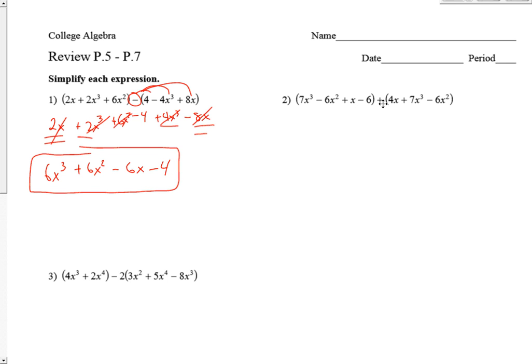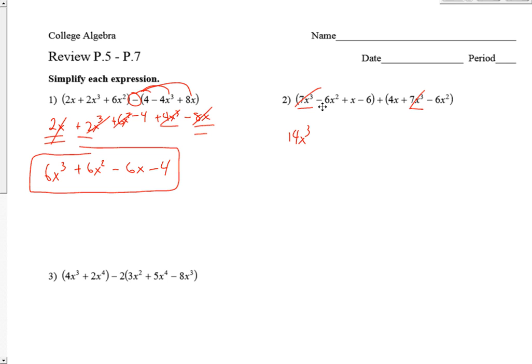For number 2, what I have in the middle is a plus sign. I do not need to change anything about anything in these two polynomials. All I need to do is go ahead and combine like terms. I've got 7x cubed plus a 7x cubed, which is 14x cubed. I will cancel those out.